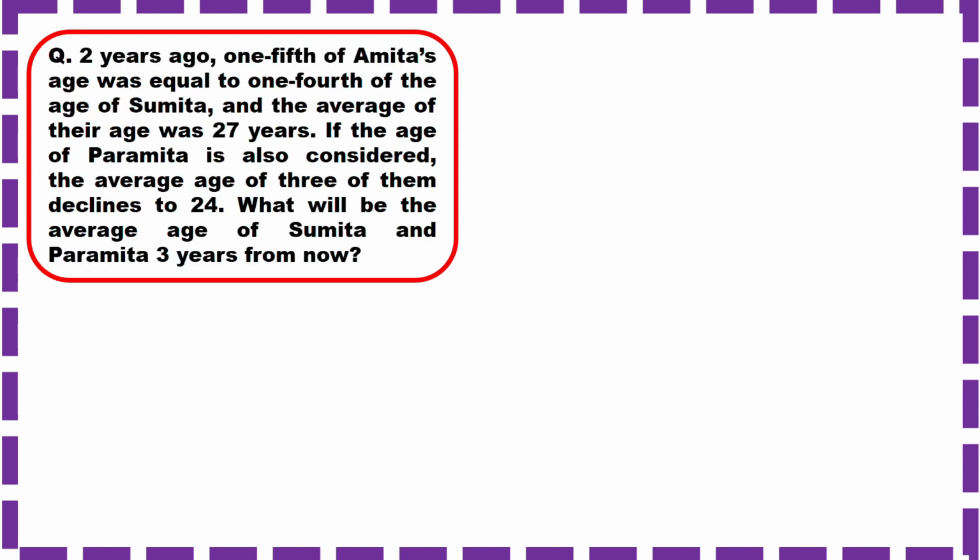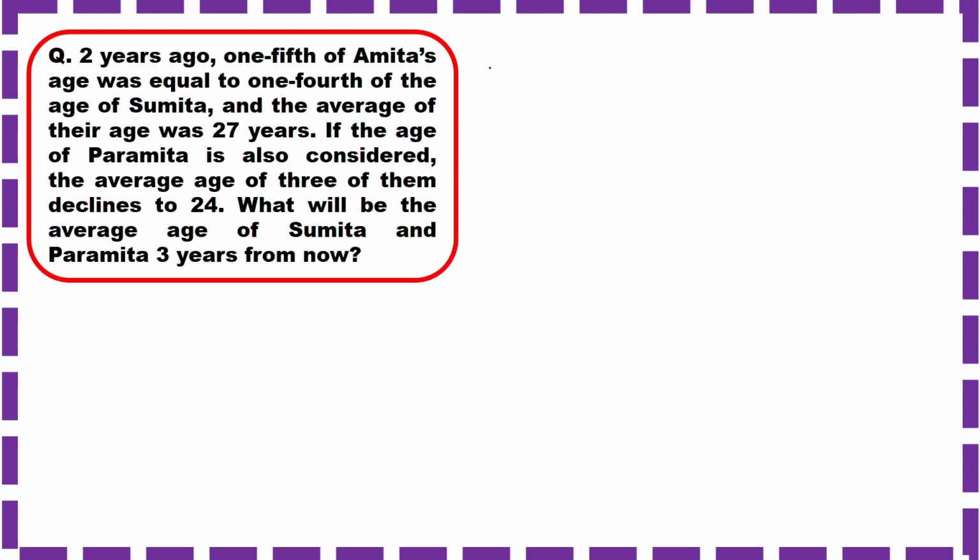2 years ago, 1/5 of Amita's age was equal to 1/4 of the age of Sumita, and the average of their age was 27 years. If the age of Parmita is also considered, the average age of three of them declines to 24. What will be the average age of Sumita and Parmita 3 years from now?